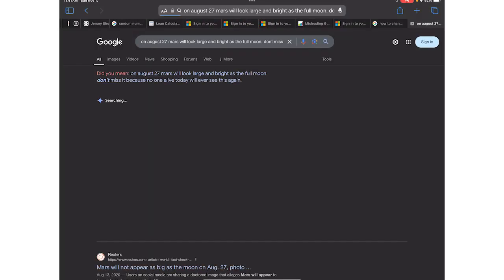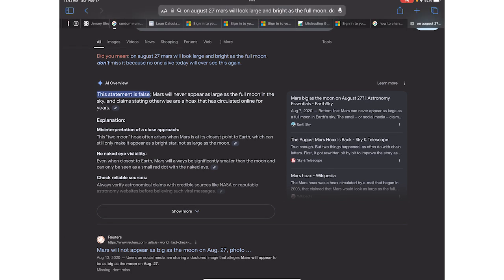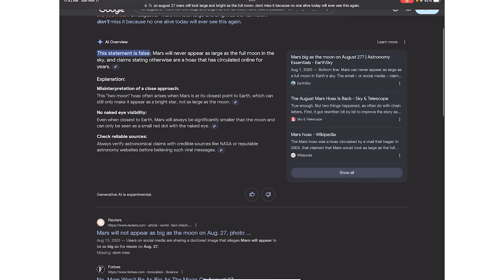So automatically here we have an AI overview that the statement is false, right? And then it gives some explanations. There's a misinterpretation of a close approach. I guess this was some hoax. No naked eye visibility. Even when closest to Earth, Mars will be significantly smaller than the moon and can only be seen as a small red dot. And also check reliable sources. So always verify astronomical claims with credible sources, like I mentioned earlier, like NASA or any reputable astronomy websites.